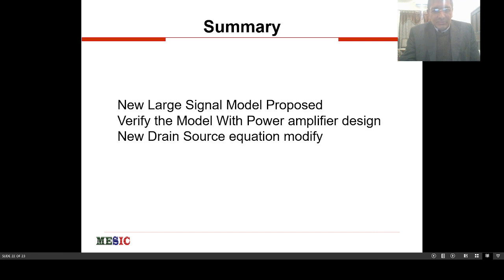And in conclusion, we propose a new large signal model, verify the model with a power amplifier design, and we also modify the drain equations.